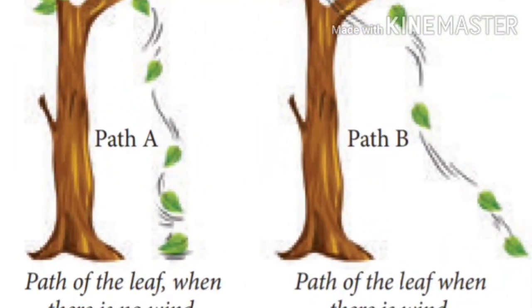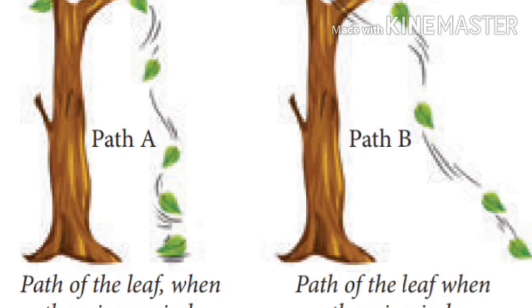Similarly, look at this picture. The leaf fell down in two cases. Here, in the first path of the leaf, there is no wind, and in the second case, the path of the leaf when there is wind. Listen, in which path will the leaf reach the ground first? From this, you know which path of the leaf will reach first. Yes, the leaf will reach first when there is no wind.